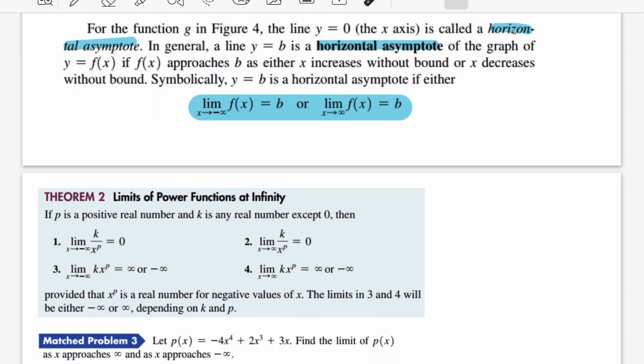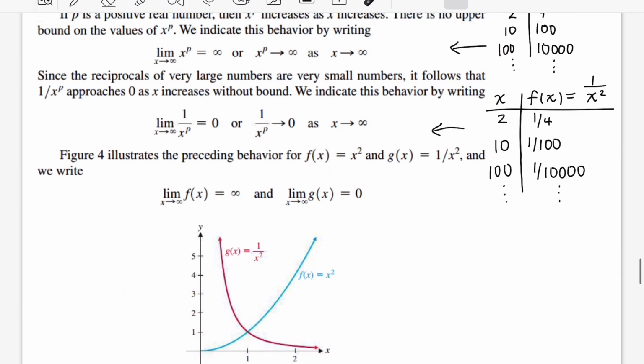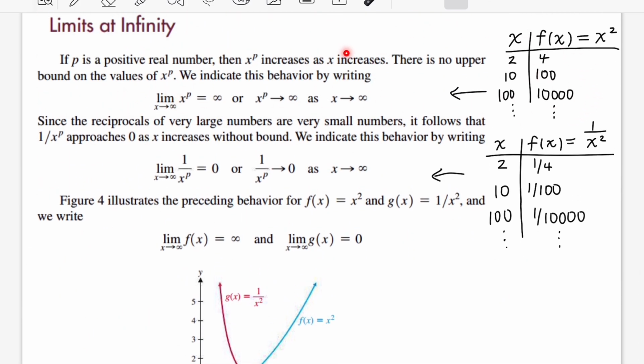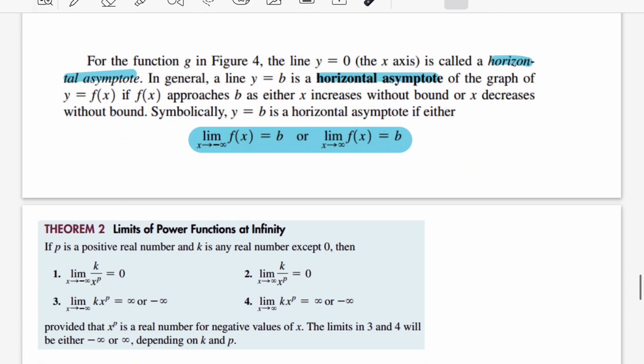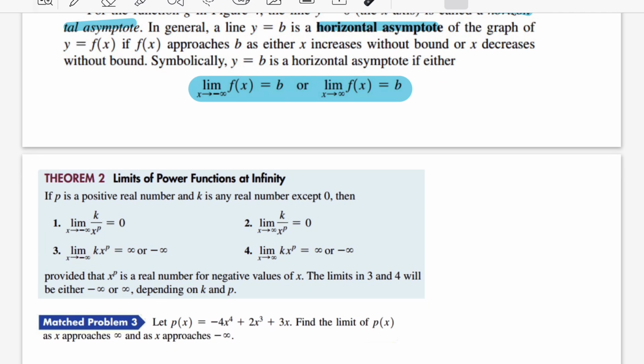And then properties 3 and 4 showcase the opposite. So pretty much what we saw here, that as we increase x and get closer and closer to infinity, we get closer and closer to infinity. And this happens whether we approach negative infinity or positive infinity. And the limit will either be positive or negative infinity depending on what values we have for our k or our x.